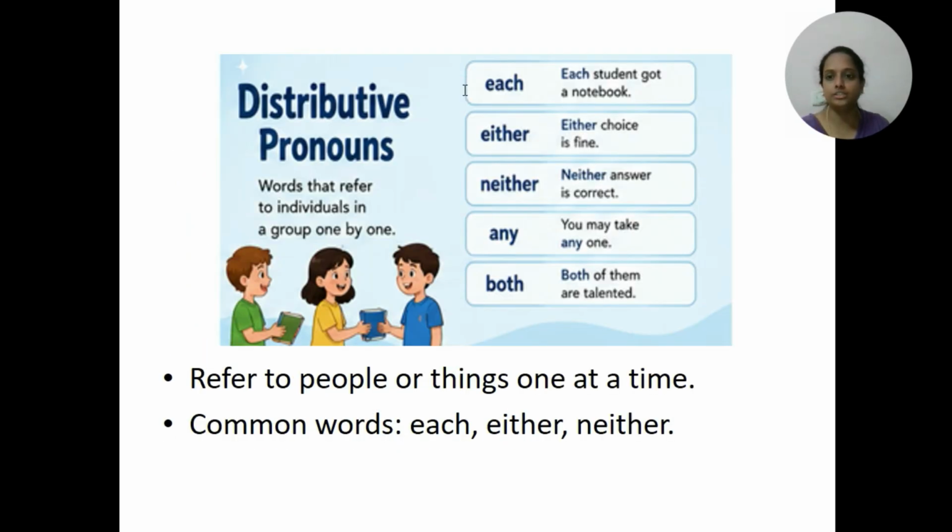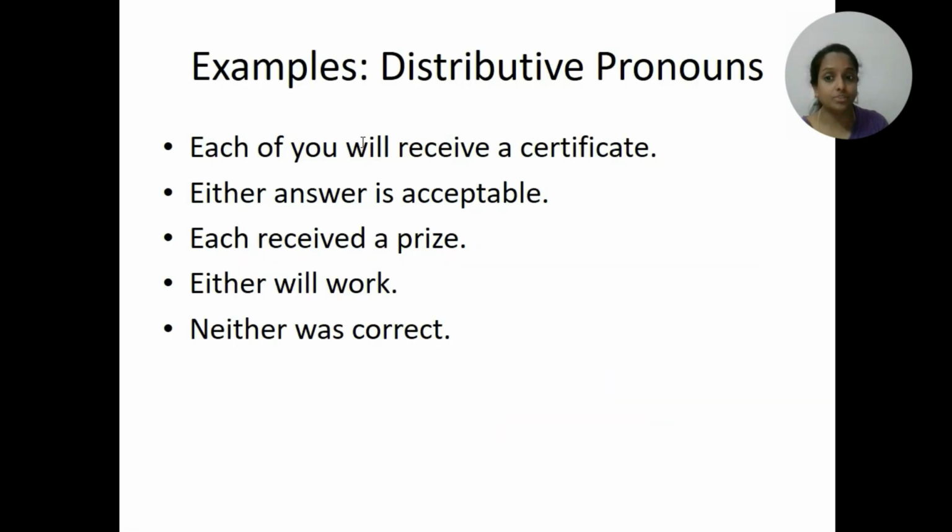Imagine your teacher says, each of you will receive a certificate, or either answer is acceptable. Here we are talking about people or things one at a time, right? So these we call distributive pronouns. Examples, each, either, neither, okay? Each received a prize. Either will work. Neither was correct.